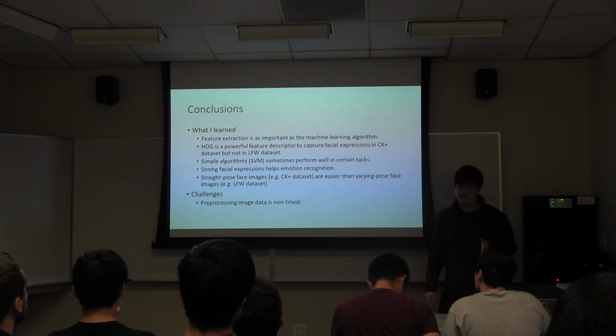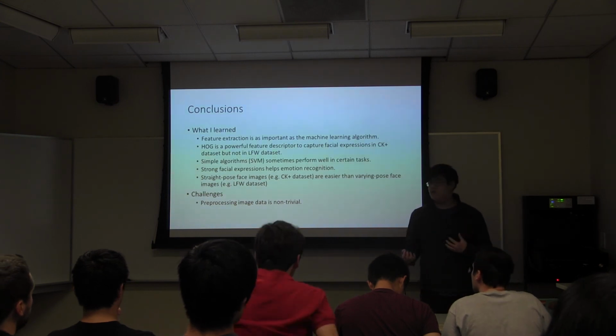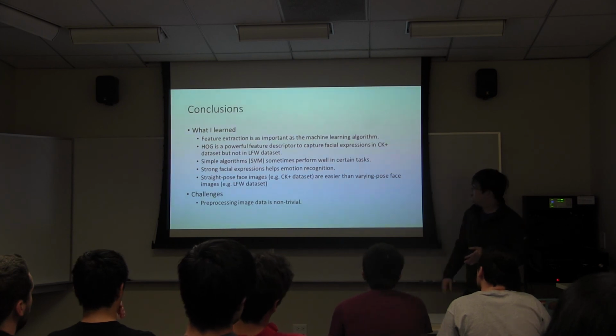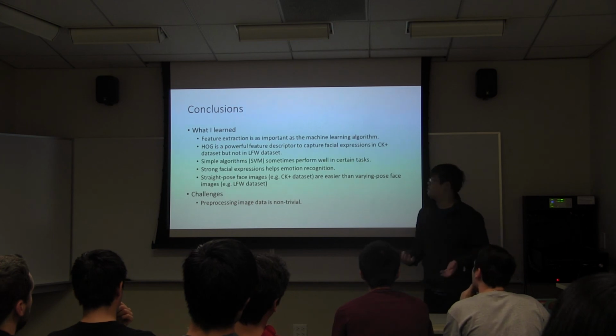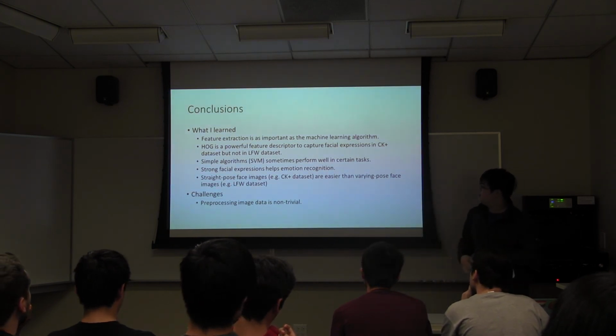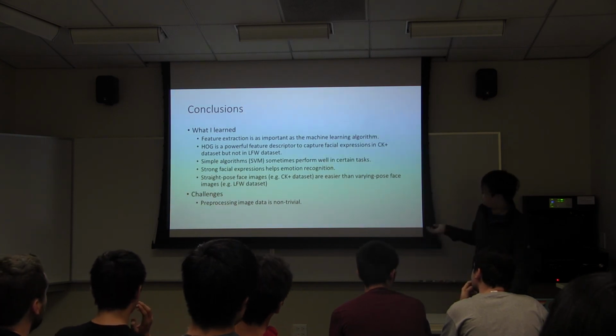The first data set, the CK+ data set, is straight posed face images, and the emotions are really exaggerated because people are asked to display this emotion. And then the LFW is lots of random images, varying poses, and the expressions are a lot more natural. And HOG really did well, especially on the first one, and so did SVM. The challenge was hand labeling the second data set.